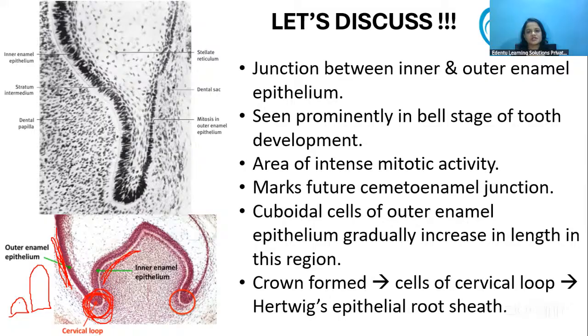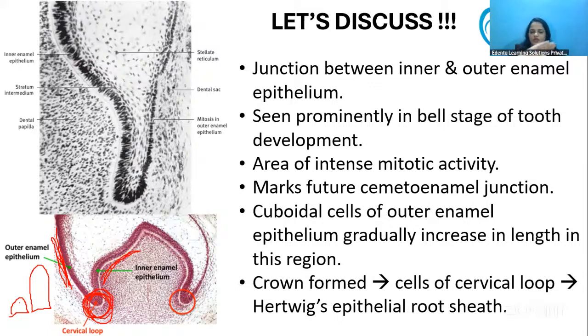Highest mitotic activity means the cells will be continuously dividing at this area. Why are they continuously dividing? Because once the crown formation gets completed, this cervical loop will start growing downwards and help in the formation of Hertwig's epithelial root sheath, which will form the root later. So that's why this area is important.